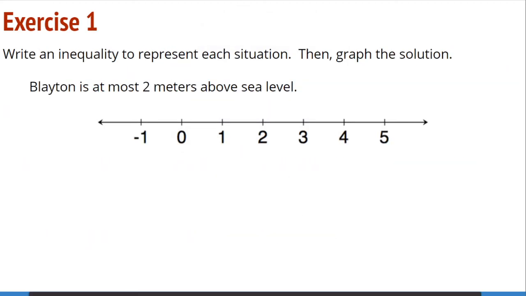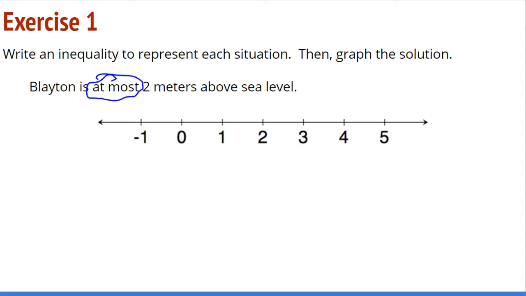Exercises. Write an inequality to represent each situation, then graph the solution. Blayton is at most 2 meters above sea level. The most he could be is 2 meters. He could be less than 2 meters. He could be 2 meters, but he can't be more. At most includes the 2.